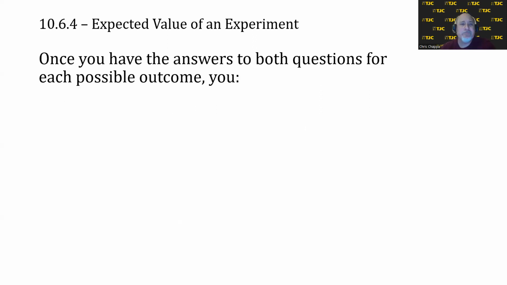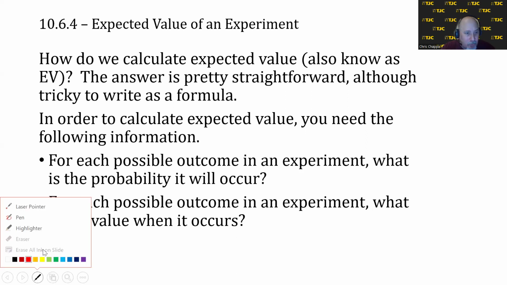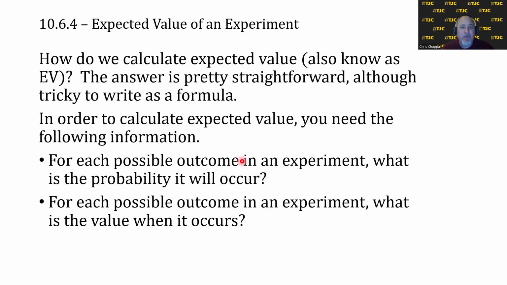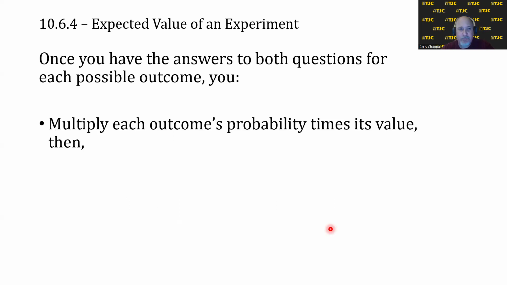Now, once you have the answers to both questions for each possible outcome, the questions being, what is the probability it will occur? And what is the value when it occurs for each different outcome? Once you have the answers to both questions, here's what you do.